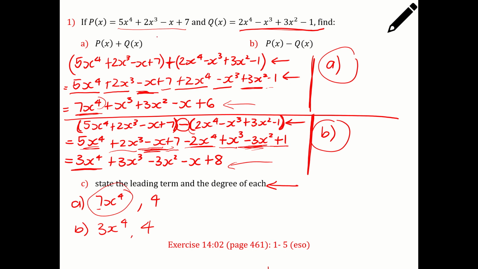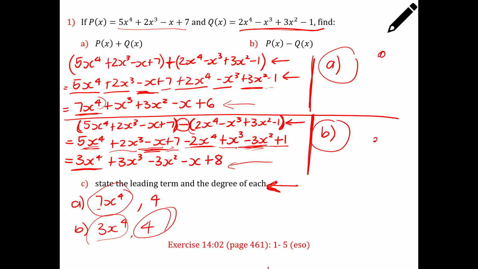Okay, same with B. Again, I've got x to the power of 4 and x to the power of 4 is the highest degree in each. So that's going to be the highest degree of my polynomial. And if I'm going 5x to the power of 4, take away 2x to the power of 4, I get 3x to the power of 4. So you can technically answer this question here without doing the work for A and B.